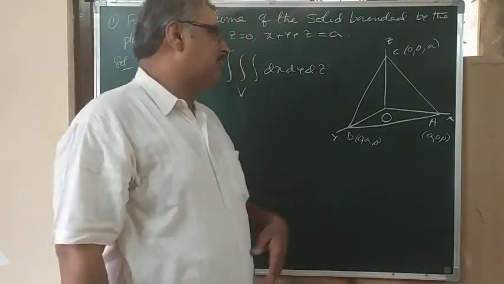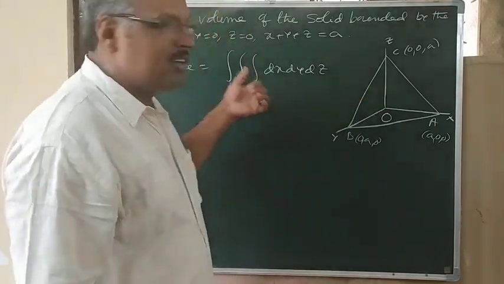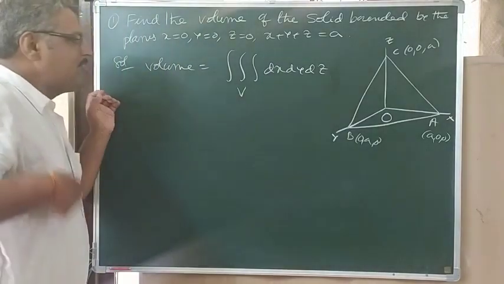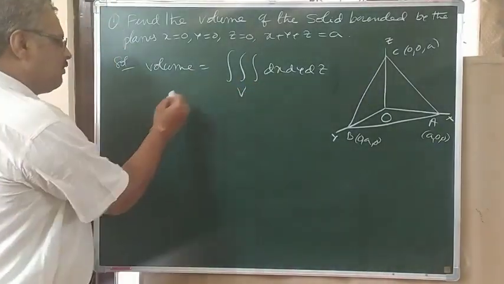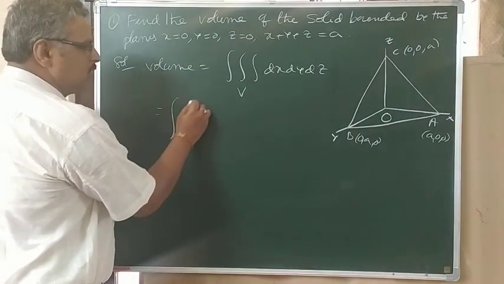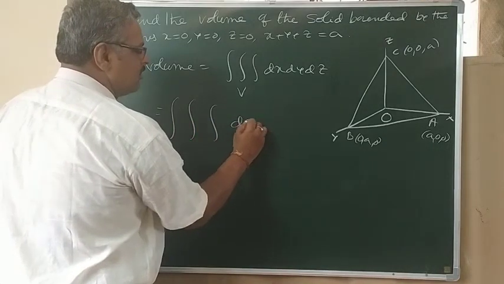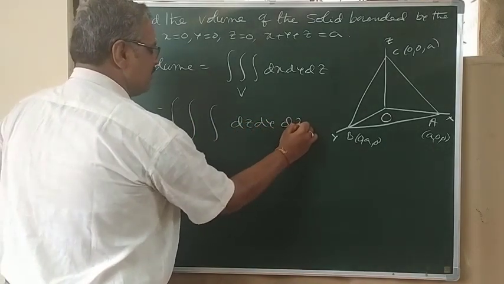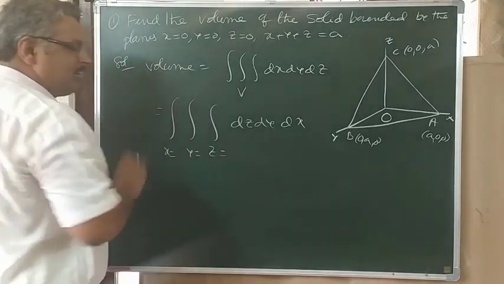Now we will find the volume of this tetrahedron using triple integrals. So volume equals the triple integral of dx dy dz. Now what about the limits? I will take first z, then y, then x. You may take any order.